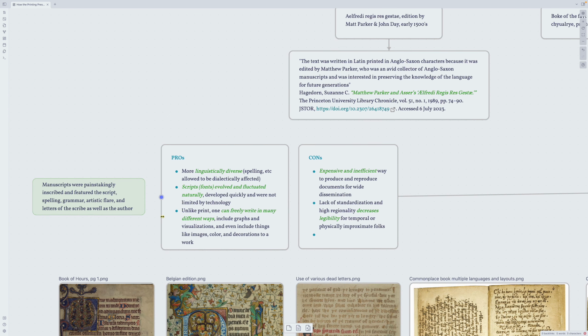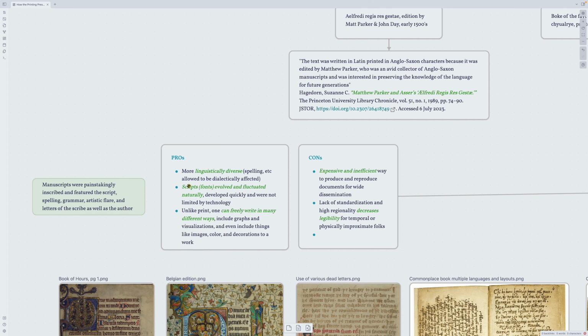I don't have perfect examples of this, but this thing with the scripts can be seen in the distinctions between different styles of script, such as black letter versus Elizabethan versus uncial and things like that.